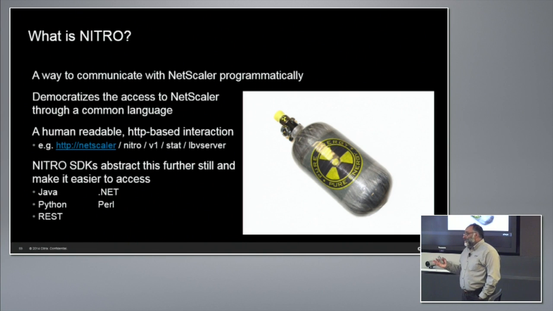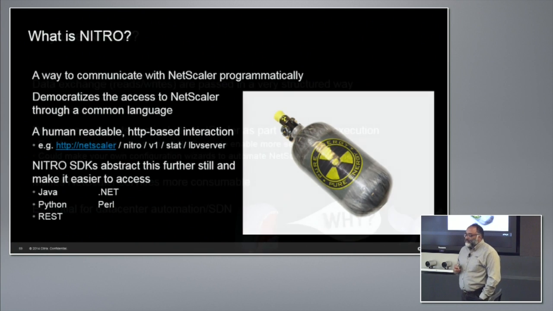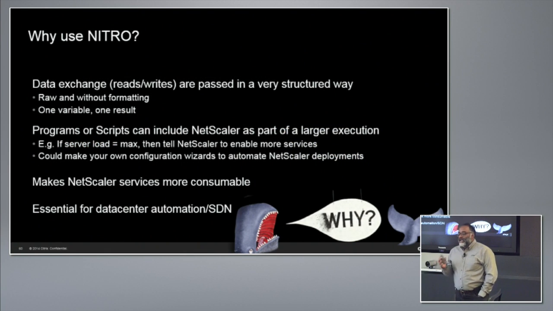So we came up with this Nitro API. We used to have a SOAP XML API in previous versions. This is actually RESTful, and the idea is it's human readable, right? And we have the SDKs to abstract it. As I mentioned, it's all about exchanging data in a very structured way. So there's raw without formatting, and you can have it as part of scripts. And it's key to have something like this deployed for your SDN type environments, when you're looking to do orchestration and automation.